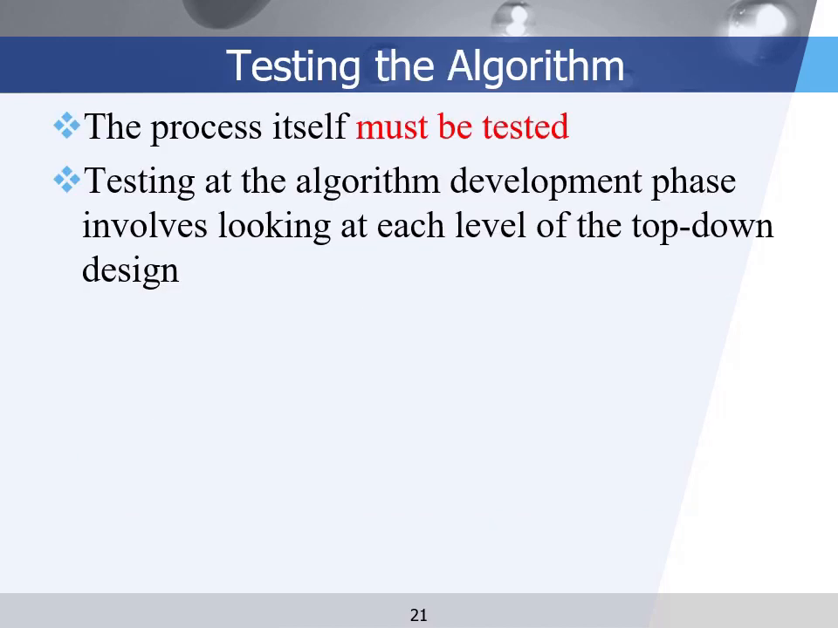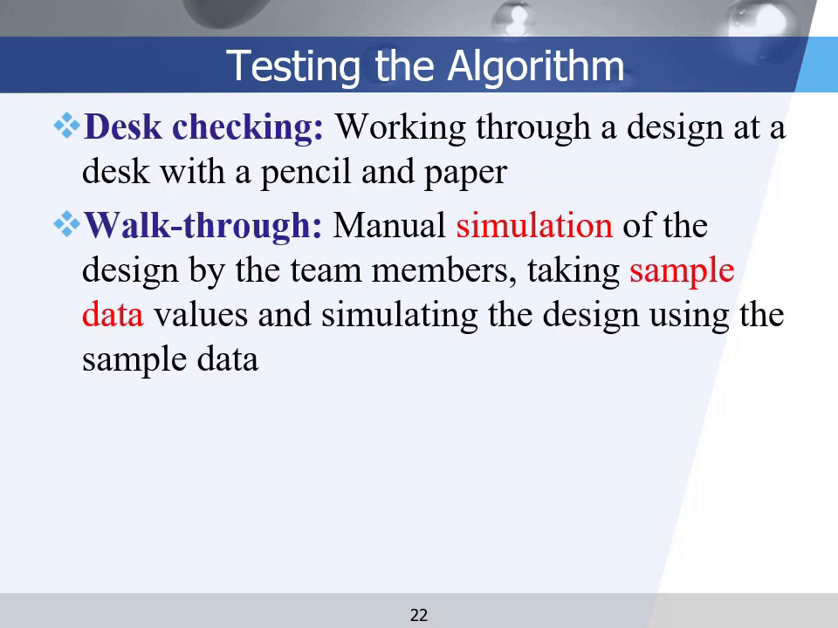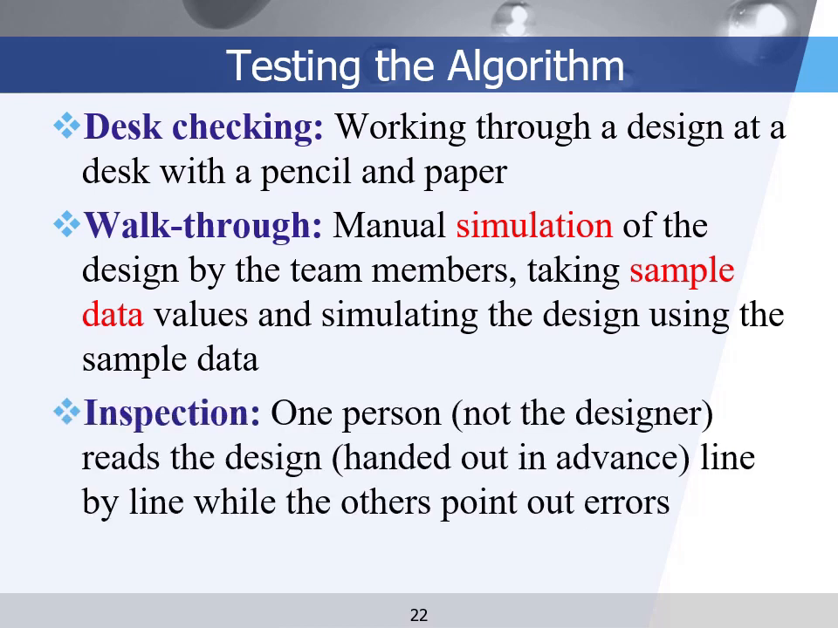Of course, your algorithm must be tested, because testing your algorithm is the crucial step to make your software more stable. You could have desk checking, meaning that you work through the design at the desk with pencil and paper. Second is the walkthrough, where team members manually simulate your design by taking sample data values and simulating the design using the sample data. You can also use inspection.